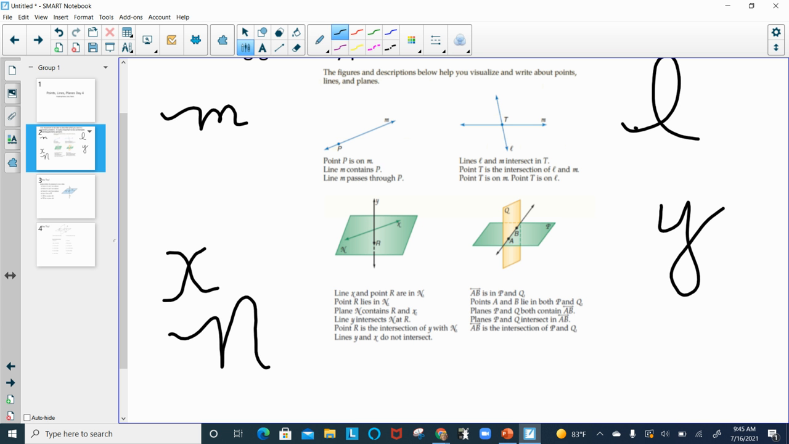When there's a nickname for a plane, it's usually in the corner. See here with the P, the script P? It's usually in the corner. And it doesn't have a dot with it. See how none of these script names, whether it's a line or a plane, none of them have a dot with them. So if they don't have a dot with them, that's another indication that they are a nickname for that shape. So we have line X, we have line Y, we have plane N, and we have point R.